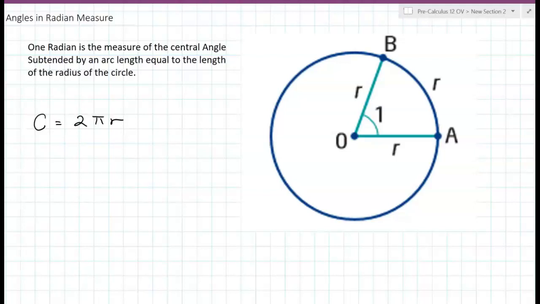Hello everyone, so we're going to start a new unit. This is the trigonometric function unit. We're going to start with the review of angles in radian measure, or basically dealing with angles.